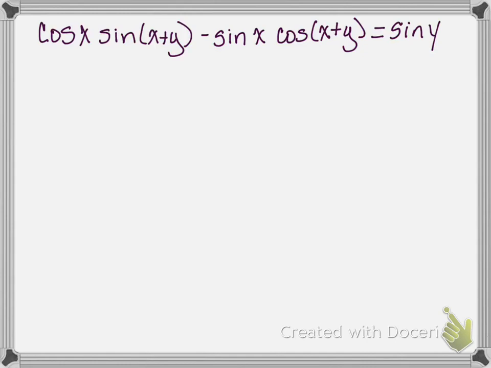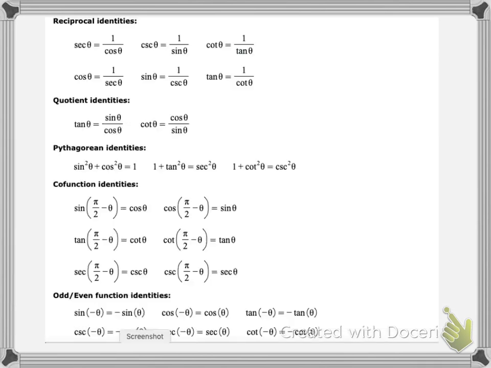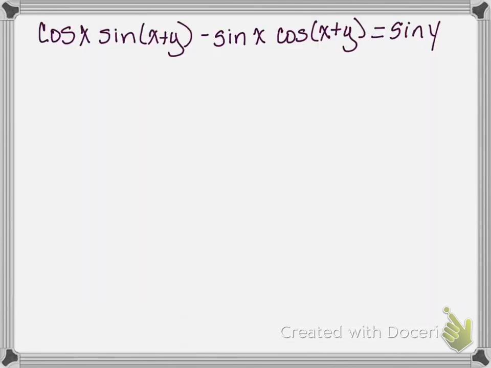So I have the cosine of x times the sine of x plus y minus the sine of x times the cosine of x plus y equals the sine of y. It's similar to the one that we just proved, but it is different. So you want to look very, very closely at exactly what we're proving. Again, I've got my sum and difference formulas super close, and I have my reciprocal, my quotient, my Pythagorean, and my odd and even functions super close. And these are important because your assignment that's due on Sunday night deals with the sum and difference properties.